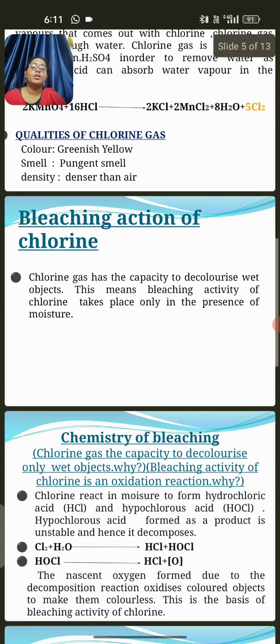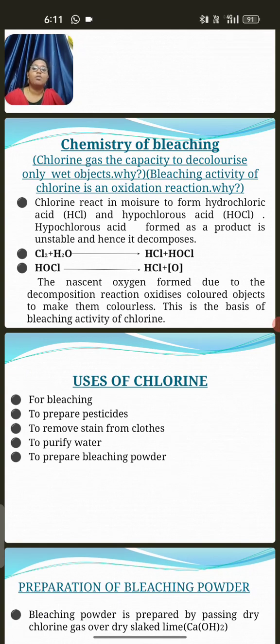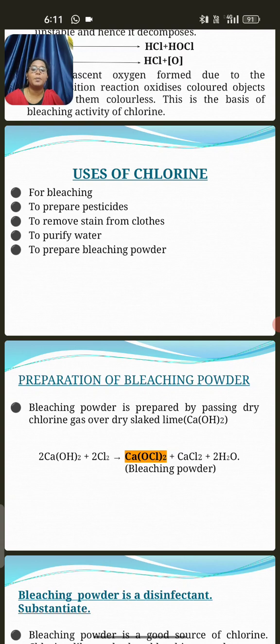The bleaching action of chlorine occurs only in the presence of moisture. Then the chemistry of bleaching. First of all, chlorine reacts with water to form hydrochloric acid and hypochlorous acid. This hypochlorous acid dissociates to form hydrochloric acid and nascent oxygen. This nascent oxygen oxidizes colored substances into colorless ones. Then the uses of chlorine for bleaching purposes: to prepare pesticide, to remove stains from cloth, to purify water and to prepare bleaching powder.